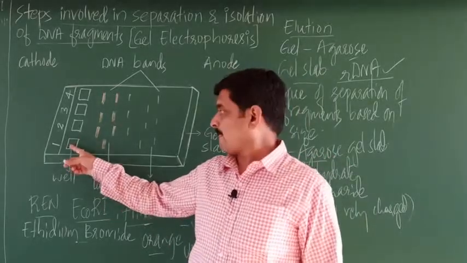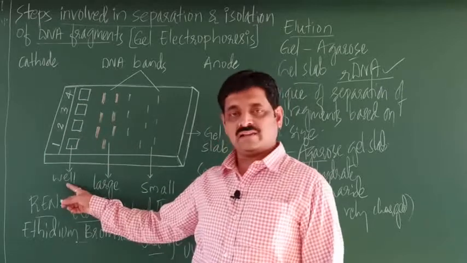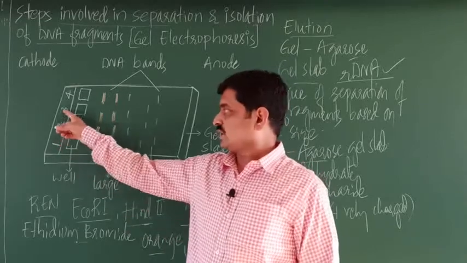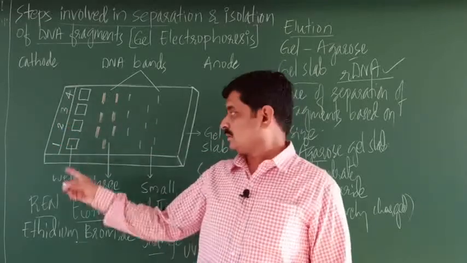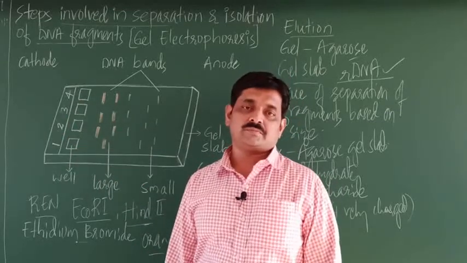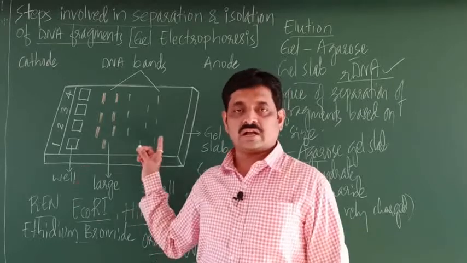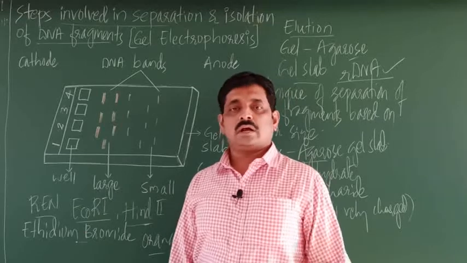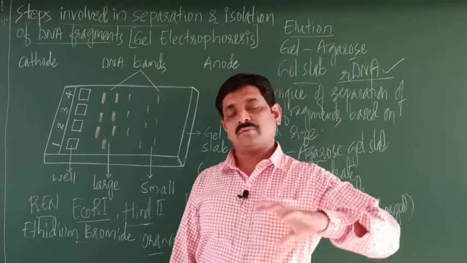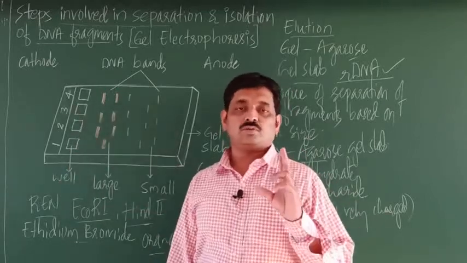On one side, these are the cavities which are called wells. These cavities are numbered 1, 2, 3, 4, etc. These wells are meant for taking DNA fragments. After that, an electric field is applied to this agarose gel slab. Before introducing DNA fragments here, the step is to cut.